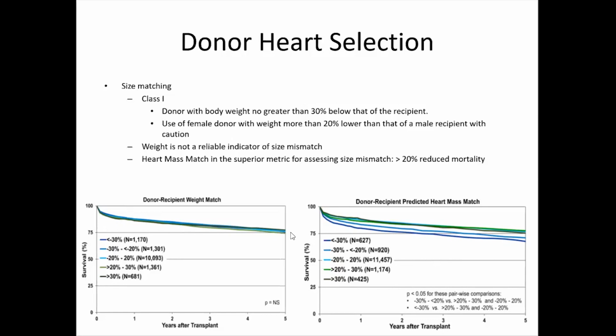So that's why we have recently been using heart mass as a better indication of the size match rather than weight. There's an app and a formula that you can use to calculate the heart mass of the donor and the heart mass of the recipient. If it's more than a 20% difference, these graphs start separating from each other. So we try to get donors whose heart mass is not more than 20% lower.